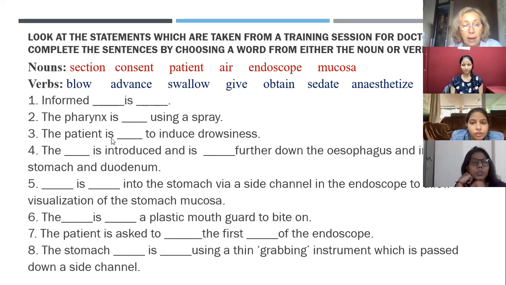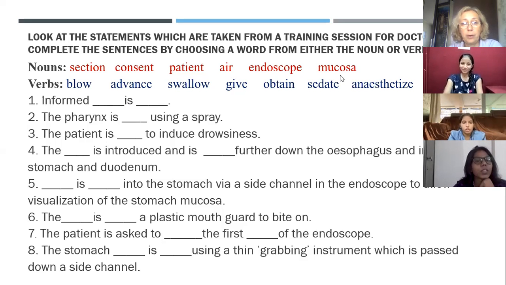If you have a look at the sentences, you can see that all of them have verbs in the passive voice, because the first part of the passive voice form is given, is. It means that the verbs should be used after is. And if we have a gap before is, we should use a noun here. So the nouns are section, consent, patient, air, endoscope, mucosa.